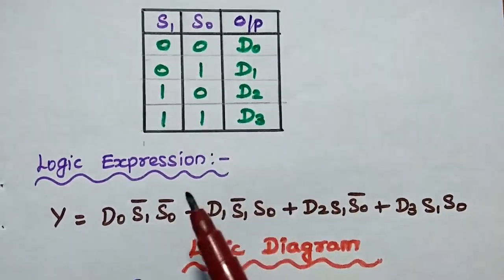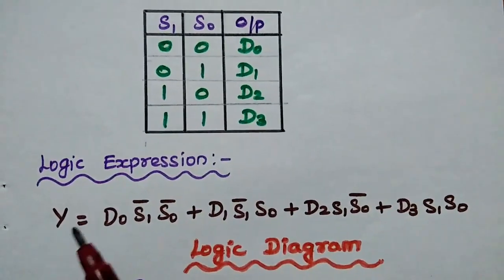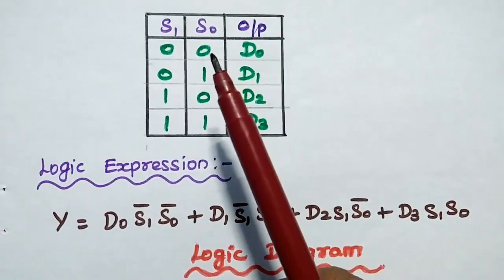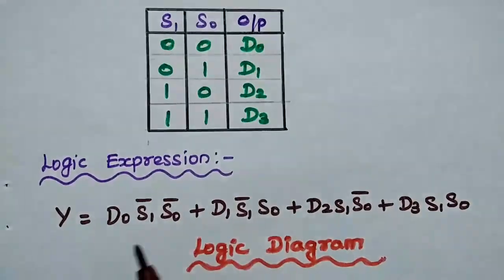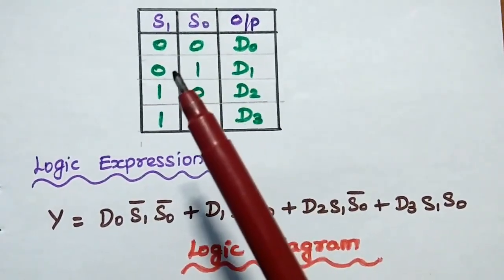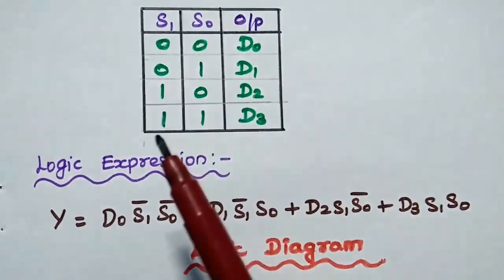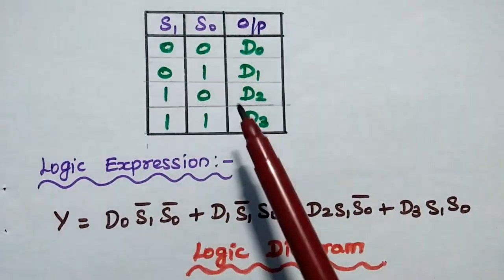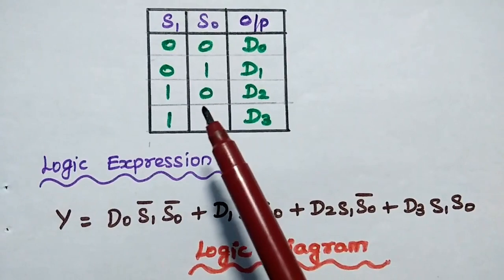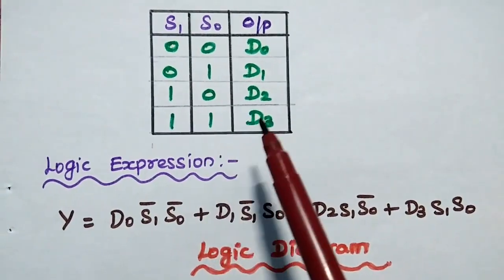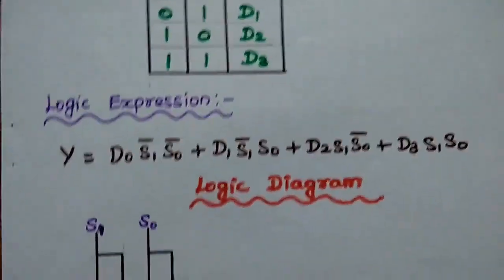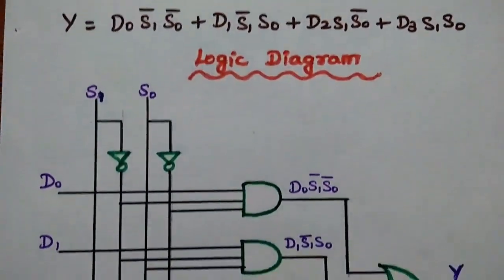From this table, we write down the logic expression as Y is equal to D0 S0 bar S1 bar. Here the bar represents the complement of S0 and S1. Plus D1 S0 S1 bar plus D2 S0 bar S1 plus D3 S0 S1. This is the logic expression for 4 is to 1 MUX.